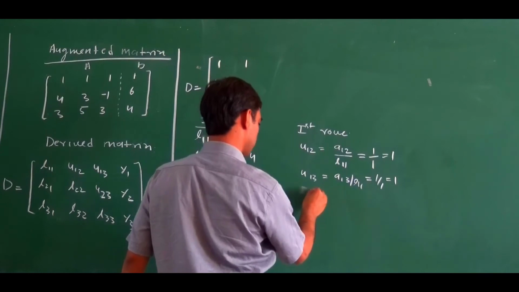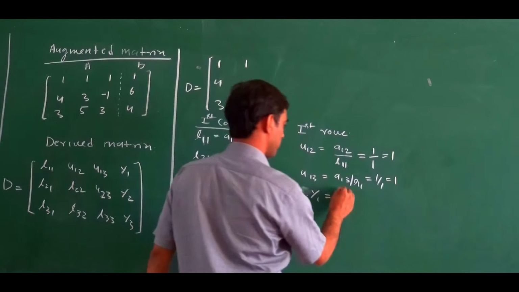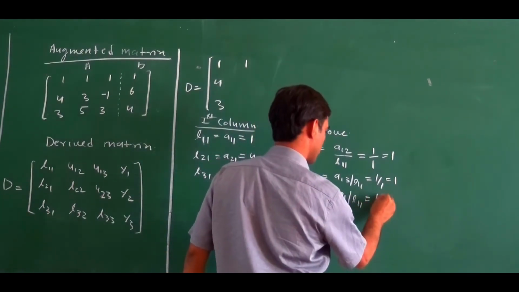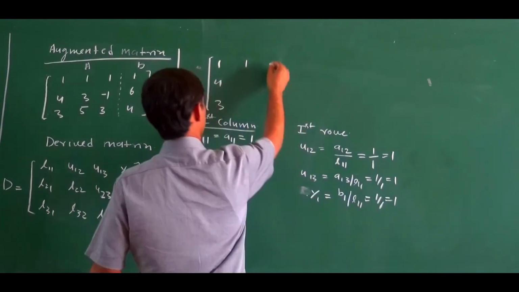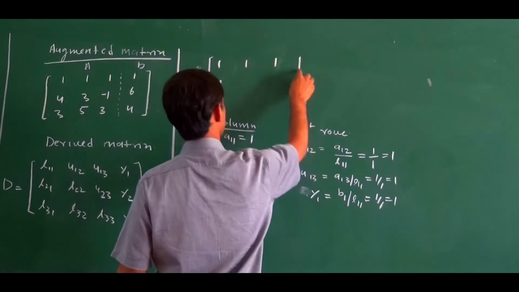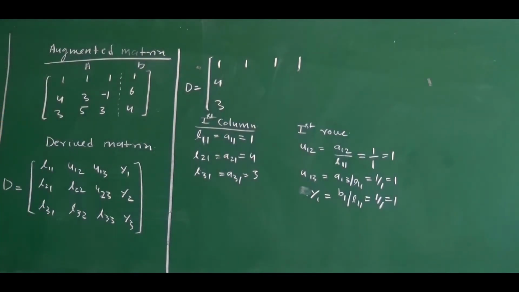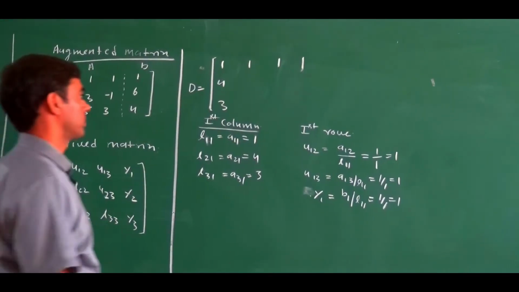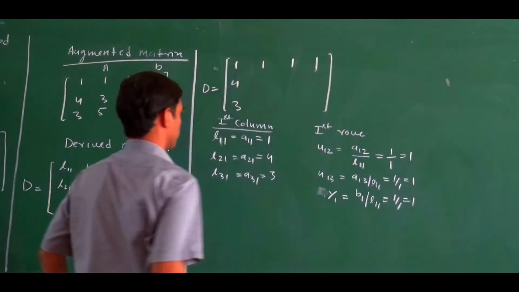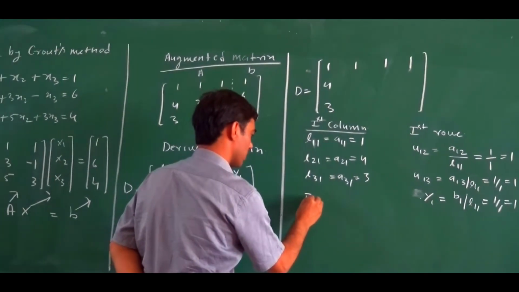Similarly, Y1 equals B1 by L11. This equals 1 by 1, which equals 1. So we are able to write the elements of the first row. Now, how do we write the elements of the second column? This was the first column and first row.